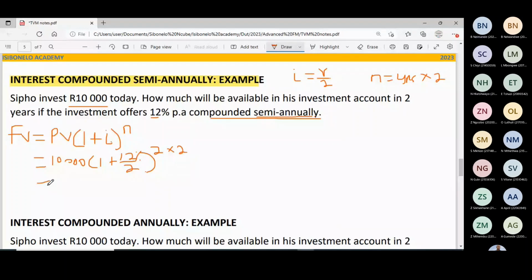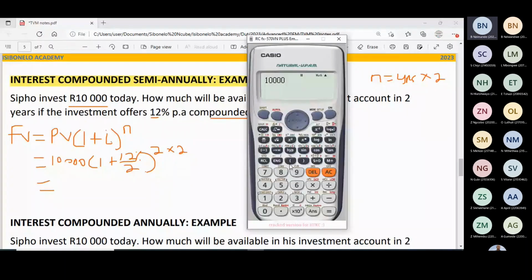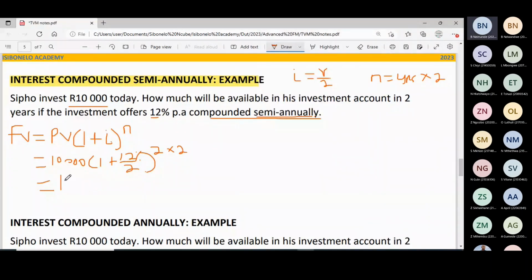And then you punch this in your calculator. 10,000 into 1 plus, as a fraction, 12%, divide by 2, close the brackets, exponent 2 times 2, that is 4. So 12,610.25. 12,625.